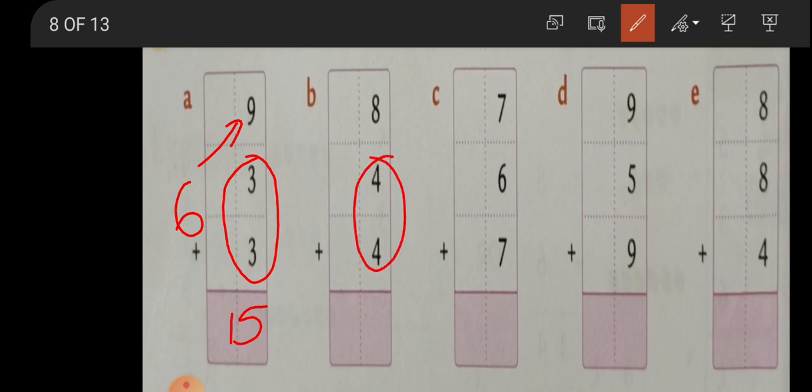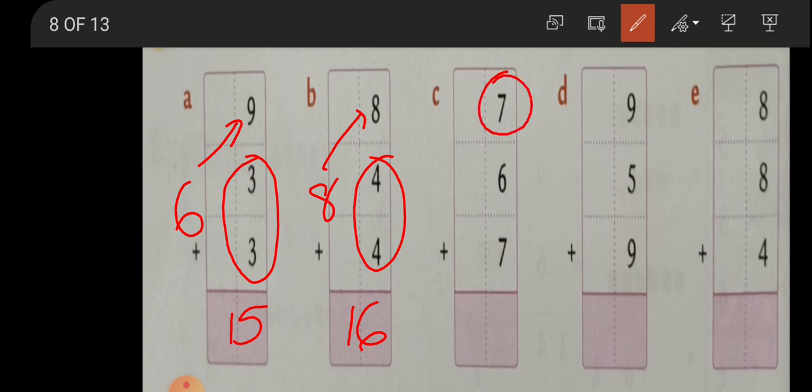Now doubles. 4 plus 4 will give you 8. If you add 4 plus 4, 4 in mind, 4 fingers up, forward counting after 4, you get 8. Now 8 plus 8, again doubles. 8 plus 8 will give you 16. If you don't know, 8 in mind, 8 fingers up, forward counting after 8, you get the answer.